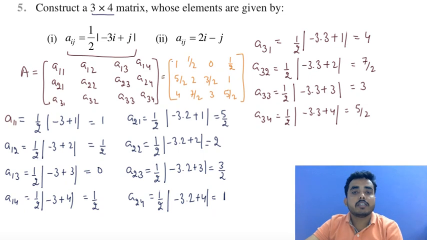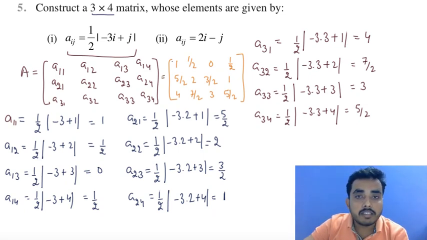ये हमारे पास सारे एलिमेंट्स आ चुके हैं. अब हम देखते हैं सेकेंड पार्ट. Aij is equals to 2i minus j.